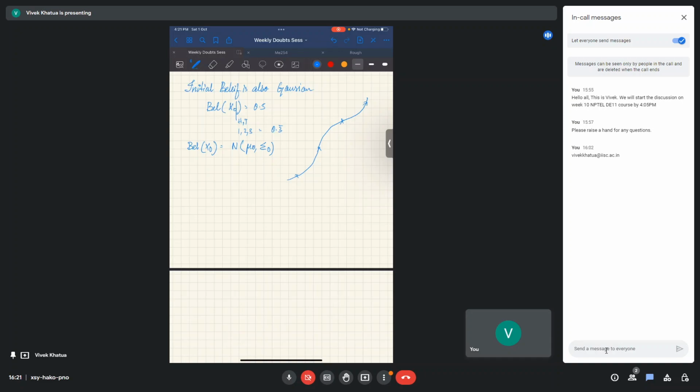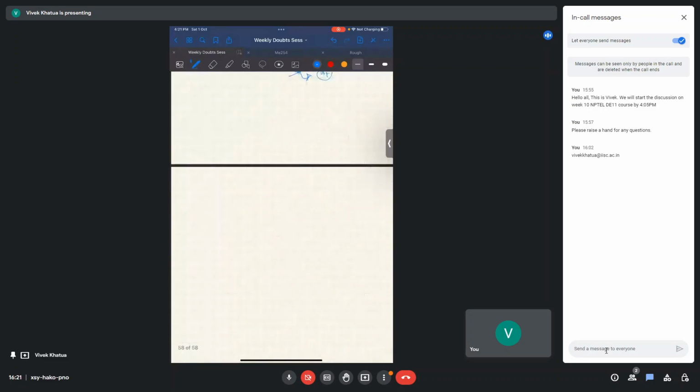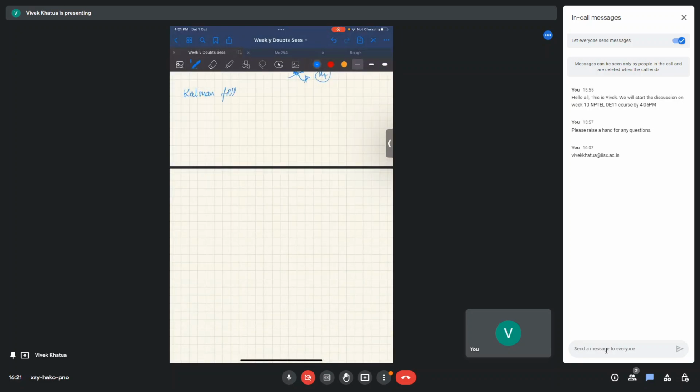At every particular instance, I can say the probability, the belief that I'll have, how close it is to the state, and based on that, I can actuate my control signal so that it comes to the closest one. So that is how we are going to use these filters. Let me just summarize the Kalman filter algorithm.